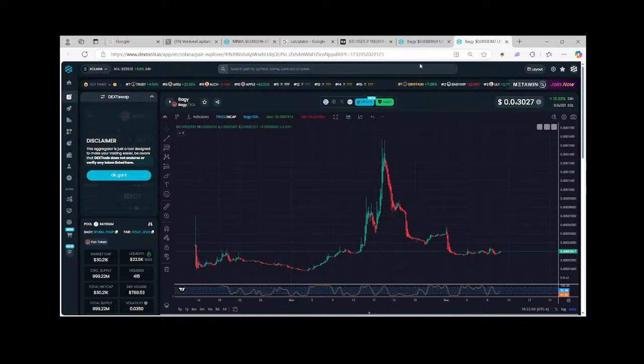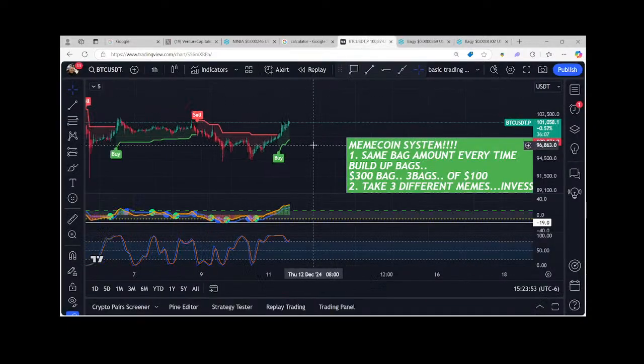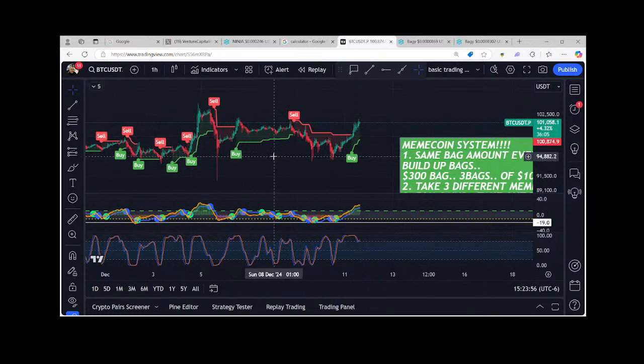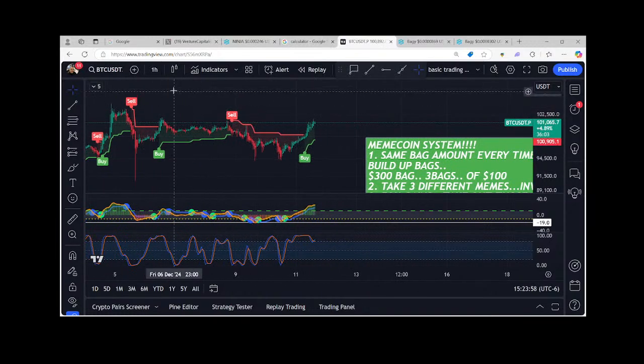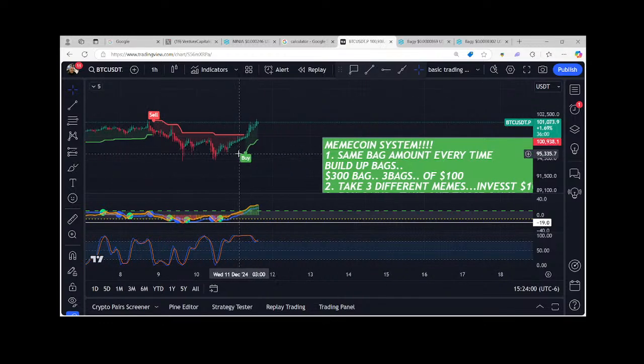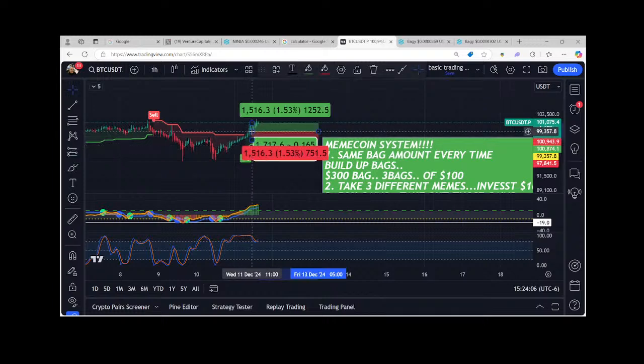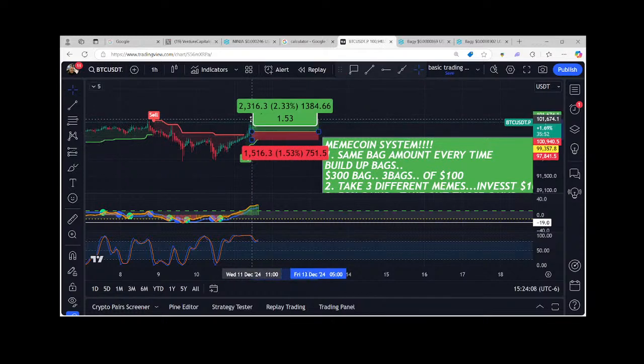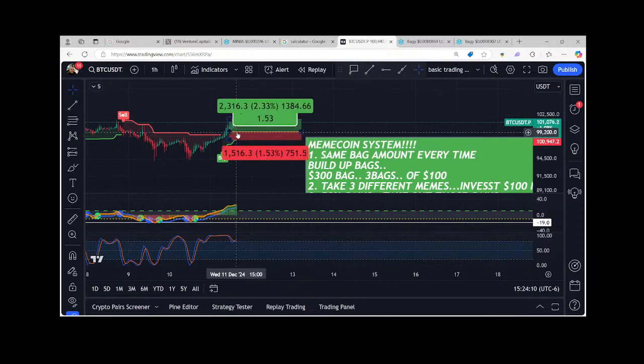And I'll show you right here on Bitcoin. This is how easy it is. You see these buy and sell indicators I have. On Bitcoin, I got a buy signal which pops up around this candle here, which means you would have got a notification here. So here's a move of Bitcoin that did 2%.